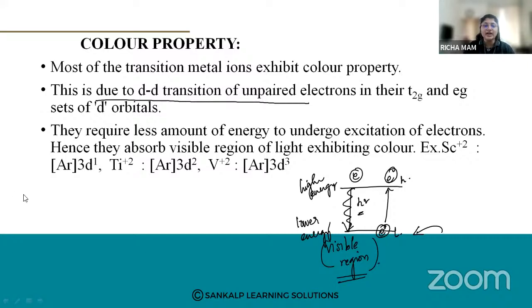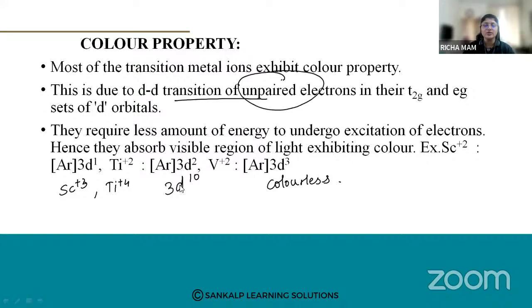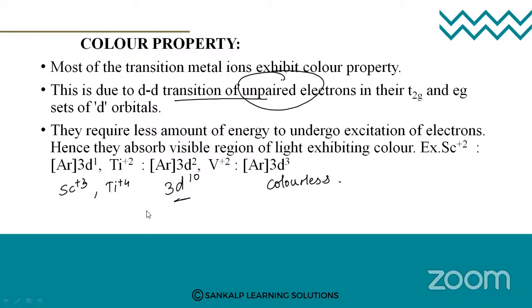So what are the different ions, and the different configuration colors? Scandium +3 and titanium +4 have the configuration 3d0, and these are always colorless, because they have zero electrons. If there is an unpaired electron, then only it will undergo d-d transition. If there are zero electrons or completely filled electrons, then the complex will be colorless.